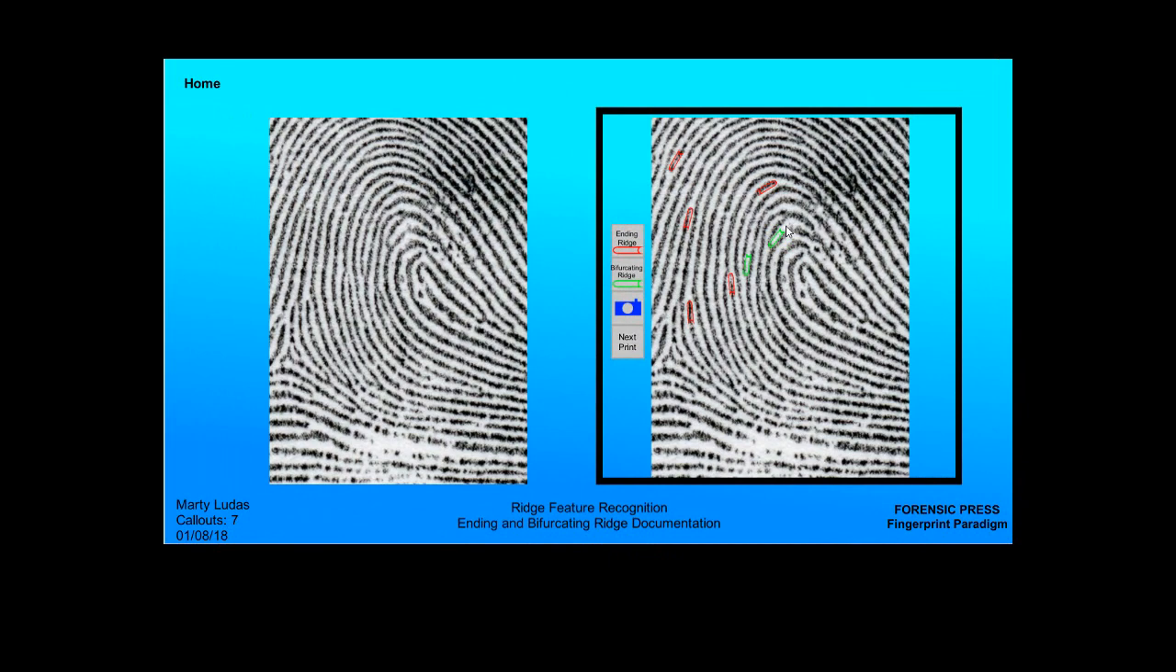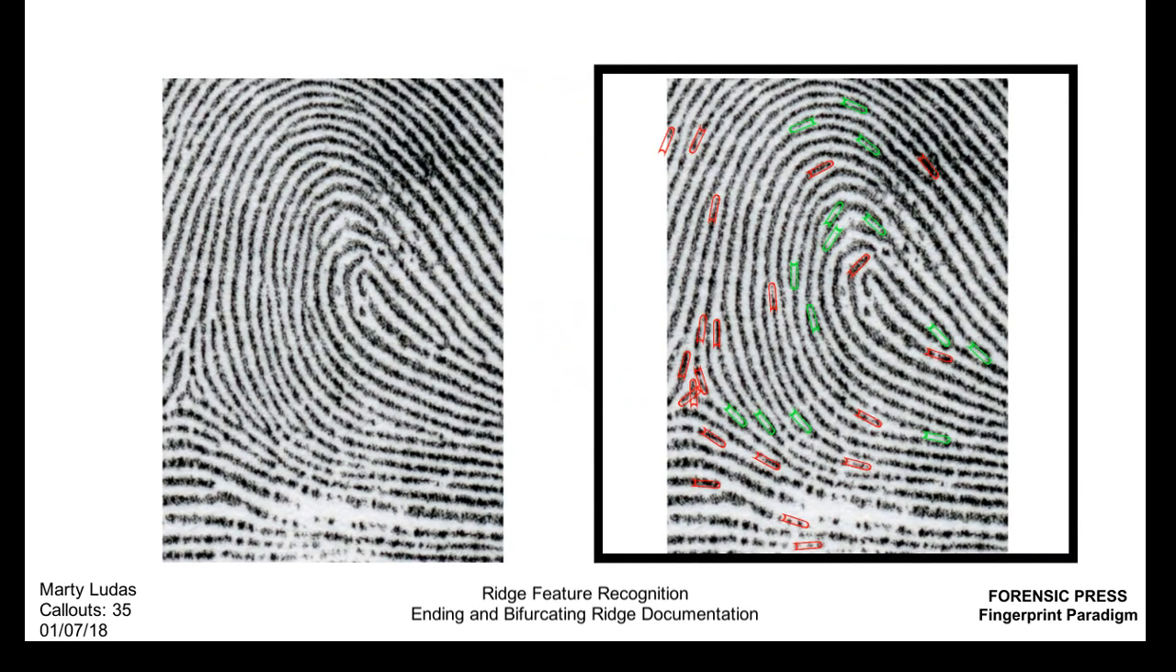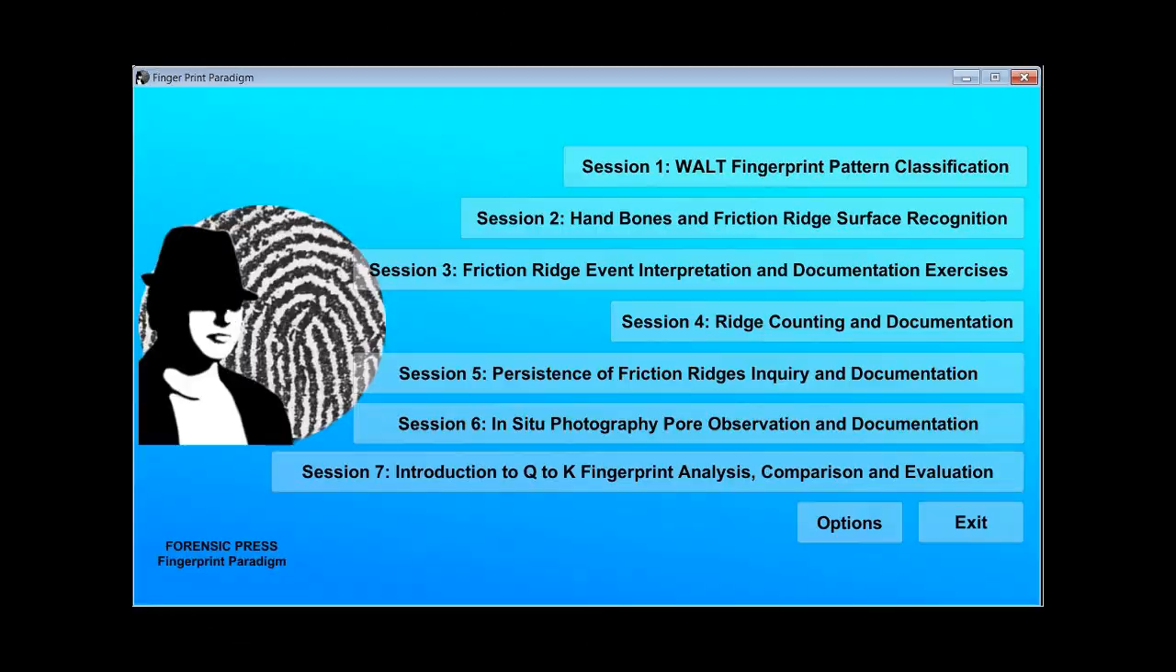The paradigm counts the ridge events and designates it on the chart. You can do this exercise multiple times to see how consistent you are in your interpretation of the two ridge events. This is what the final chart should look like. I am now going to review Session 4, Ridge Counting and Documentation.